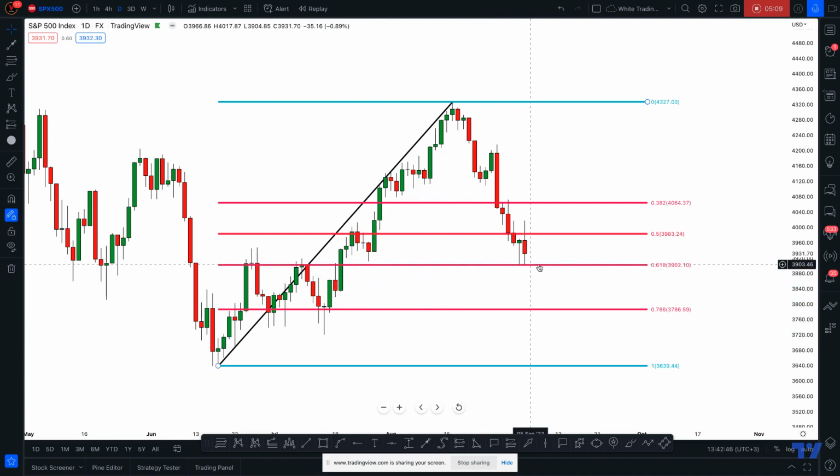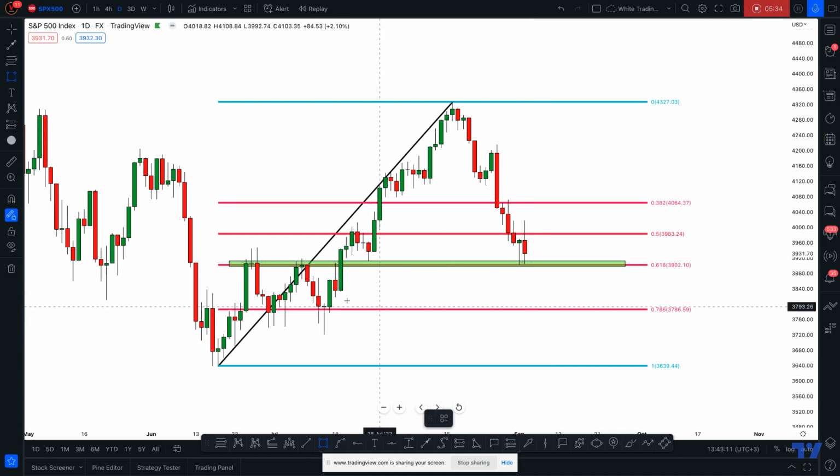For example, you can see that the market is currently approaching 618 retracement. And you can see that in the past, the market reacted to that 618 level as well. It is the indication for you to watch that structure carefully. And on intraday timeframes, you should look for a confirmation to buy the market from that level.